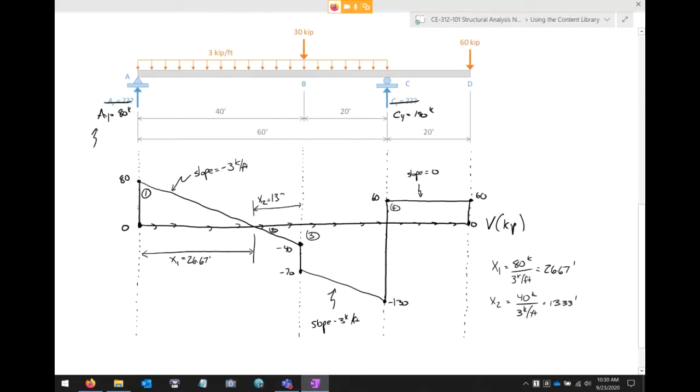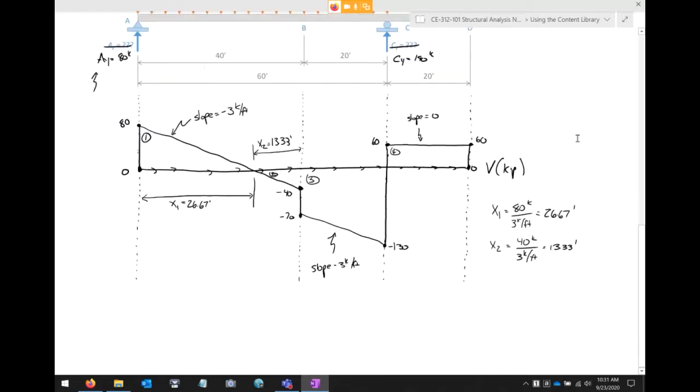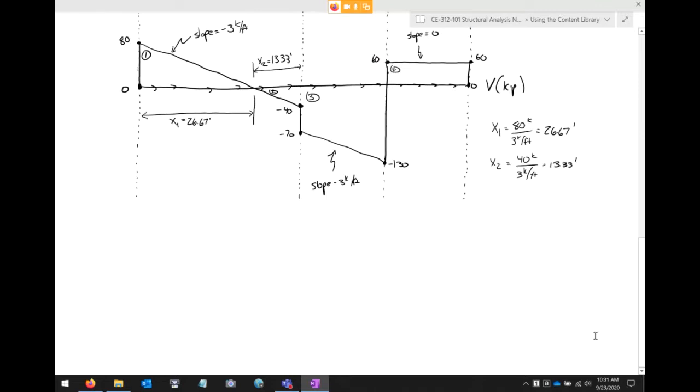13.33 feet. Now, what do you get when you add up x1 and x2? You get the big 40. So that makes sense from a proportion standpoint as well. So now we can start computing areas. I'm going to scroll down a little bit so I have a little more room. Let me draw these down a little bit.